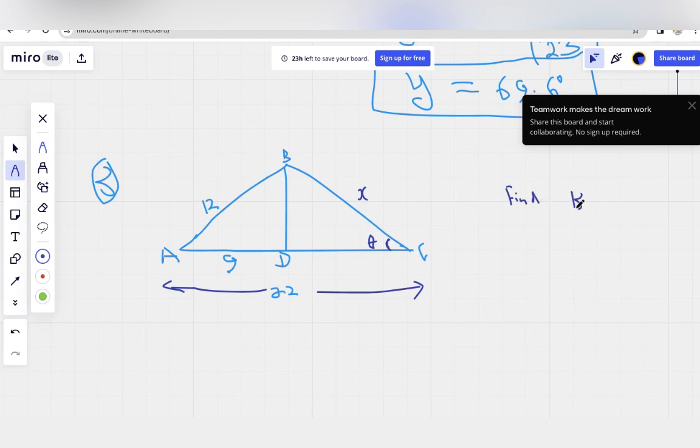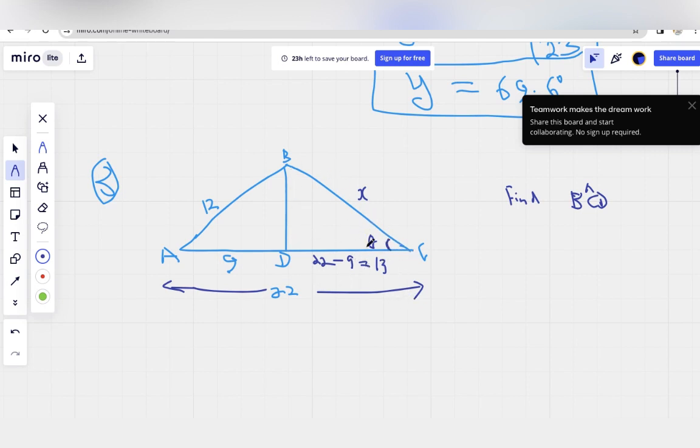Find angle BCD. Put this on top to show it's an angle. So before we can find angle BCD, we have to solve for BD, right? And we already know here: it's 22 minus 9, because the whole length AC is 22 and AD is 9. So 22 minus 9 gives us 13. So here is 13.